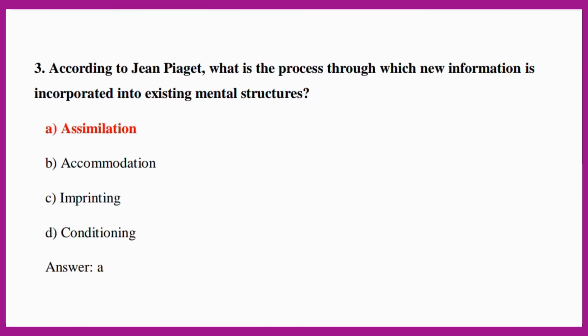Question number 3. According to Jean Piaget, what is the process through which new information is incorporated into existing mental structures? Option A, assimilation. Option B, accommodation. Option C, imprinting. Option D, conditioning. And here the correct option is option A, assimilation.